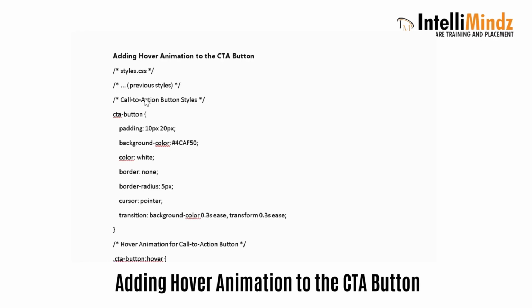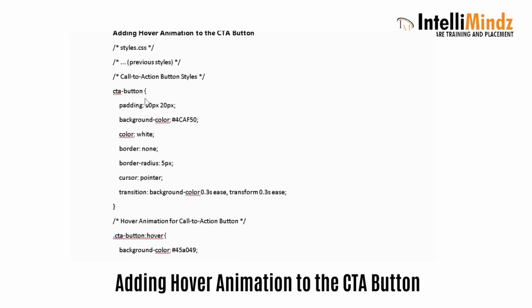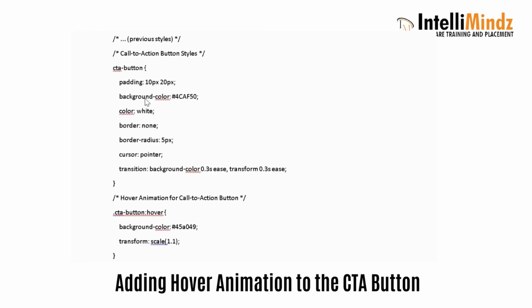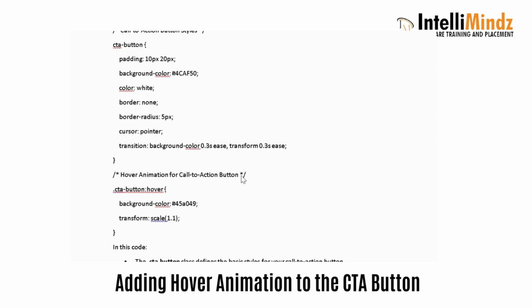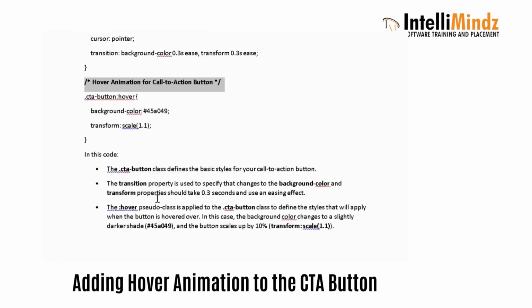For a more interactive experience, let's add a hover animation to our call to action button. Using CSS transitions, we can make the button smoothly change its color and scale when hovered over.